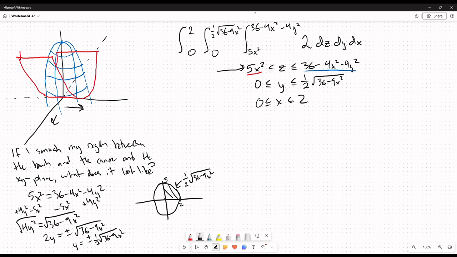So just to summarize, what region are we integrating over? It's the region between this upside down bowl and this canoe that's in the first octant, the place that has positive x coordinates and positive y coordinates, technically also positive z coordinates because this 5x squared is always going to be positive. So that gives us an idea of what we're integrating. Next, what we're going to look at is trying to write this using different orders of integration. So let's go ahead and do that.